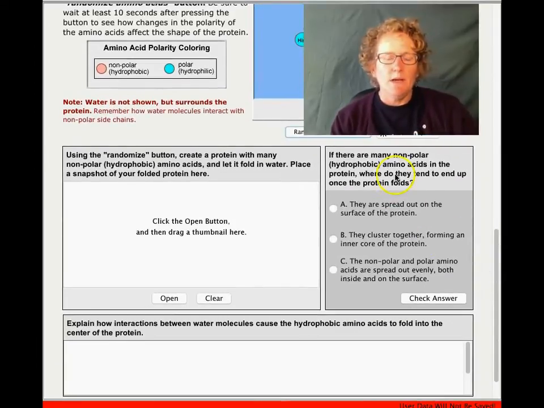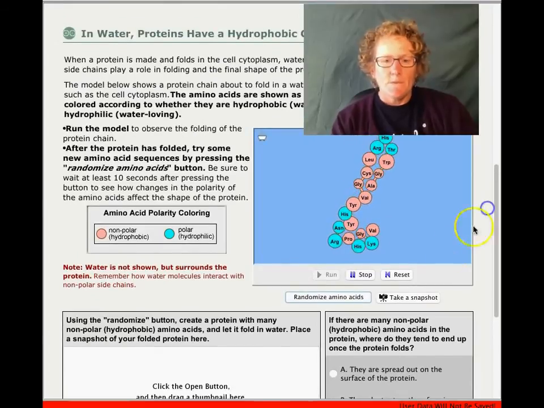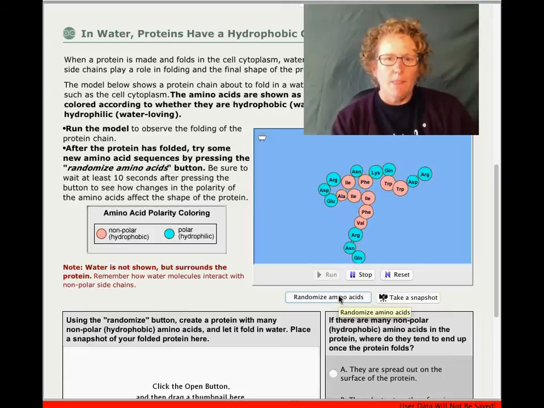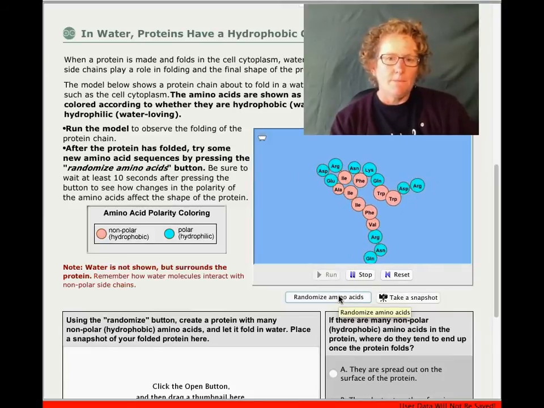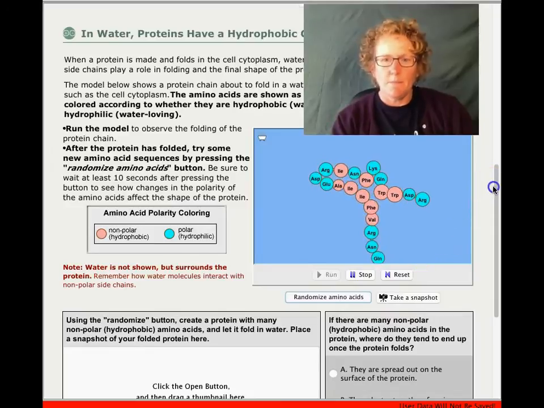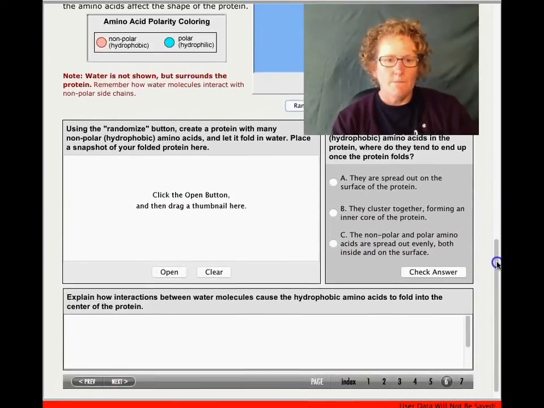So if there are many nonpolar or pink amino acids, hydrophobic amino acids, where do they end up? Well, let's pick another one and see what happens. They tend not to end up at the edges.